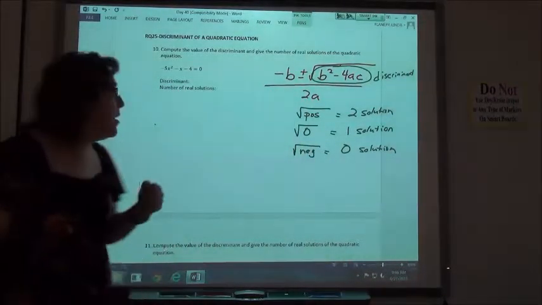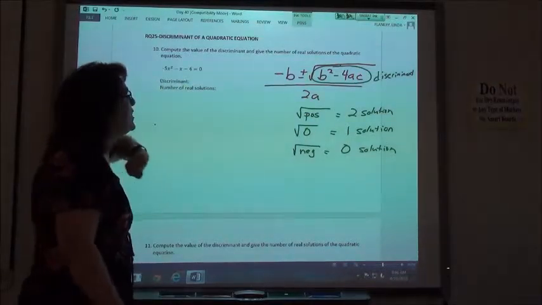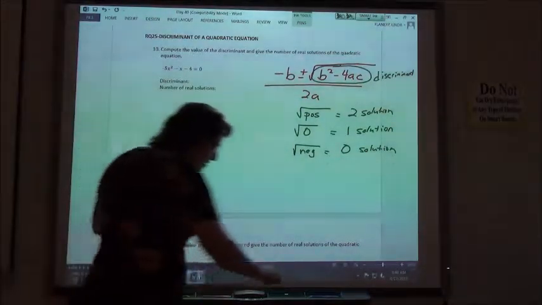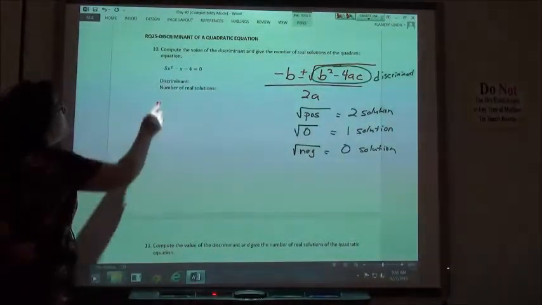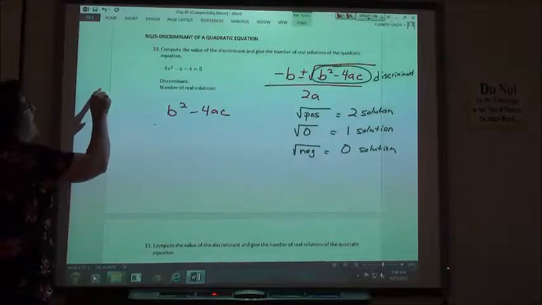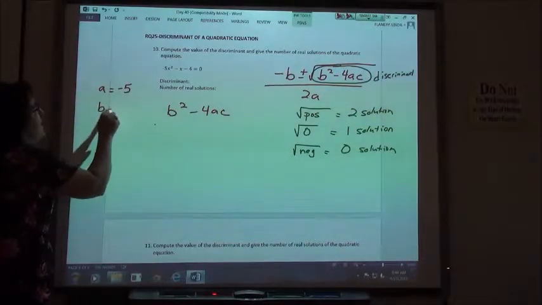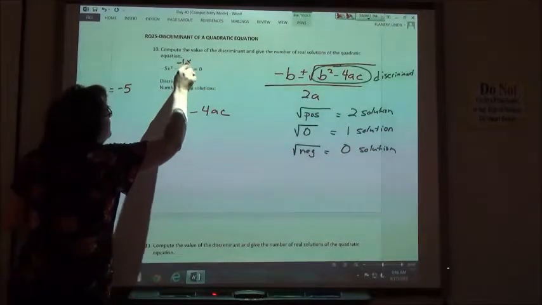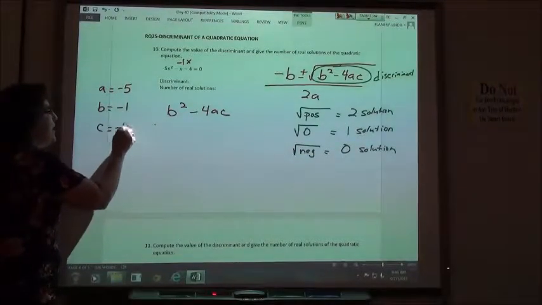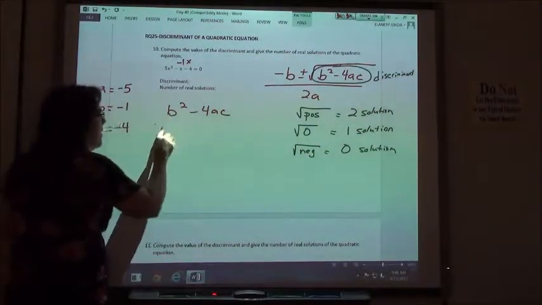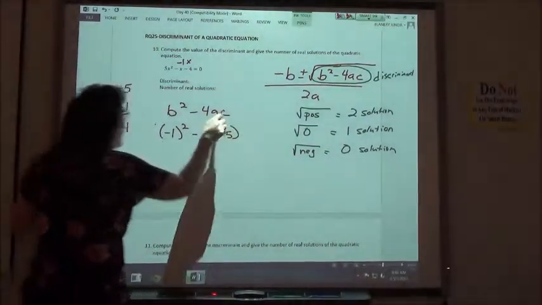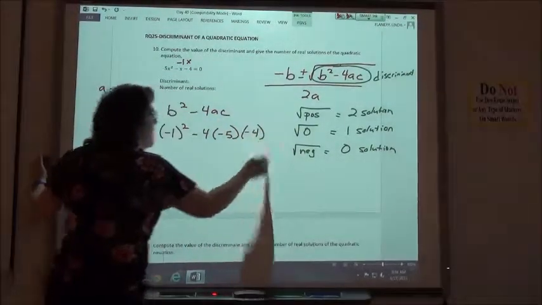It's an imaginary number. So what they're going to have you do is find the value of the discriminant, this part underneath the square root, and then say how many solutions you have. So when we do the discriminant, we're only doing the b squared minus 4ac part of it. Again, a would be negative 5, b in this case is negative 1 because a negative x is a negative 1x, and c would be negative 4. So I want to do b squared, negative 1 squared, minus 4 times the a value, which is negative 5, times the c value, which is negative 4.